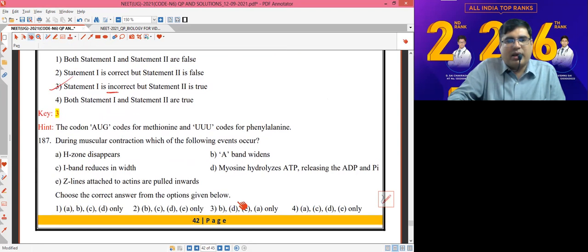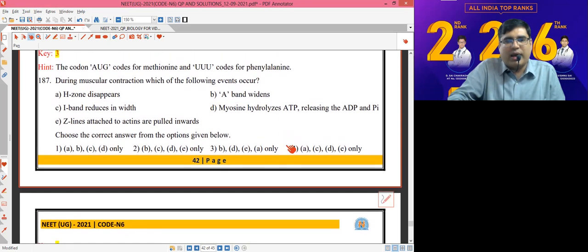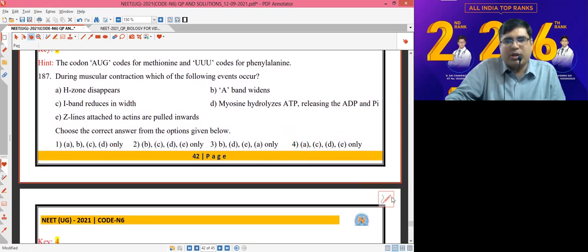Now, next is: during muscular contraction, which one of the following events occur? So if we look at all the four options, which are the events occurring in the correct order? Okay, they are asking for correct answers only.